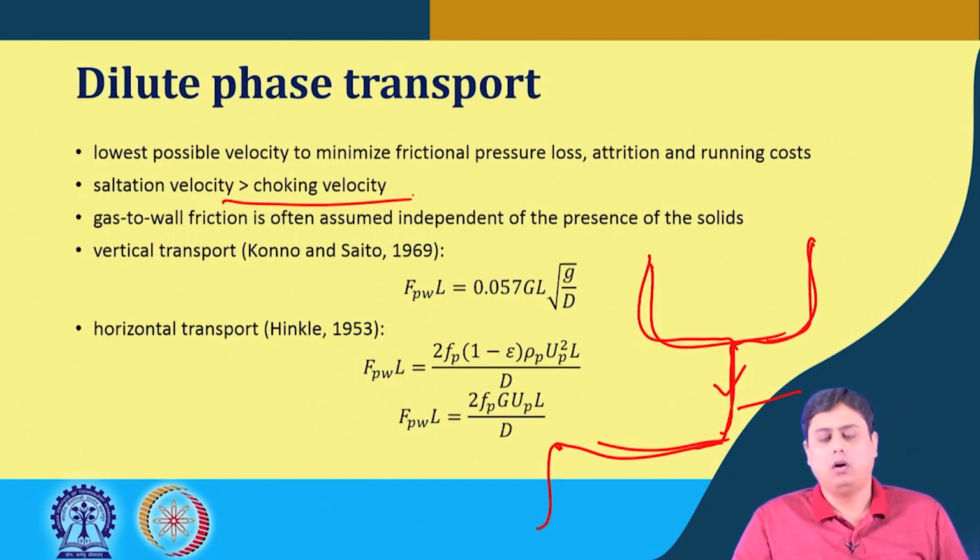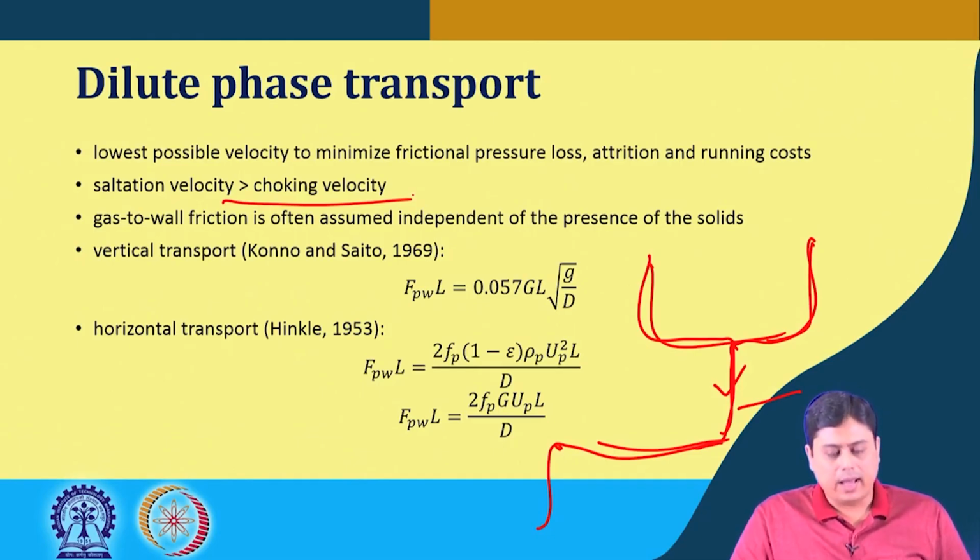Saltation velocity occurs in the horizontal case, choking velocity occurs in the vertical case. So, which means we have to avoid this saltation velocity at any cost. We have to operate on the higher side of the saltation velocity, so that both the velocities can be taken care of, or we can avoid the choking velocity for obvious reasons.